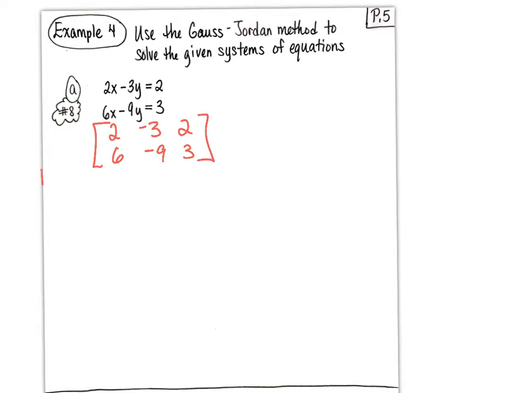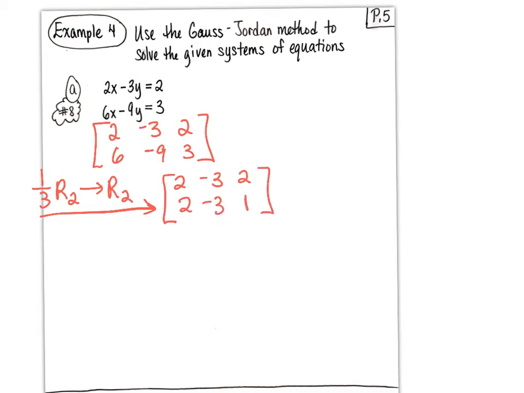And you said you wanted to start at 1/3 times row 2 to get a new row 2. Whenever you did that, row 1 did not change, so you have 2, -3, 2, but what did row 2 become? 2, -3, 1. And what did you do from here? I subtracted the 1 to get a new row 2. Good. So row 2 minus row 1 to get a new row 2.